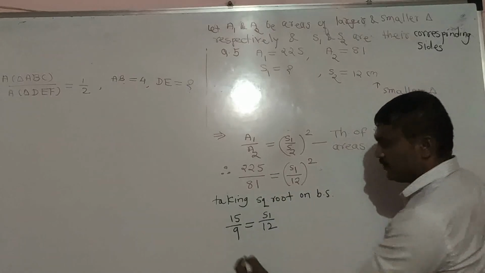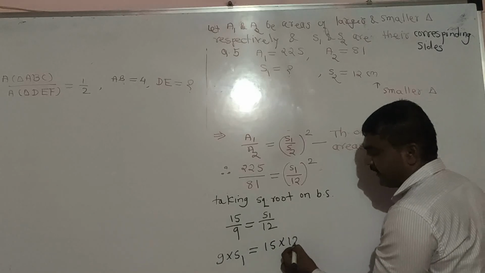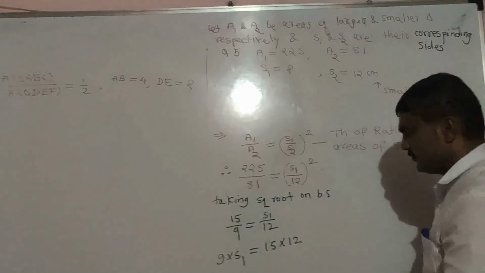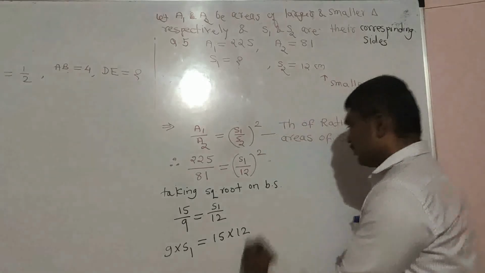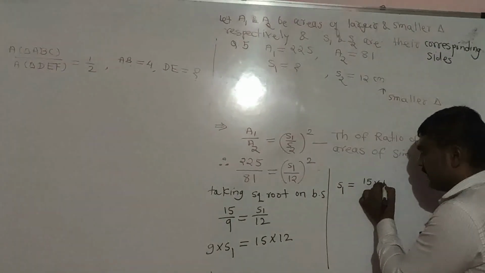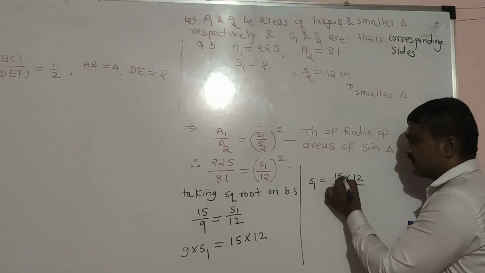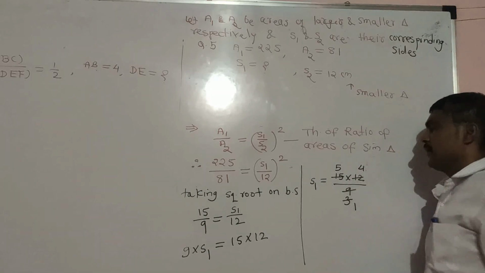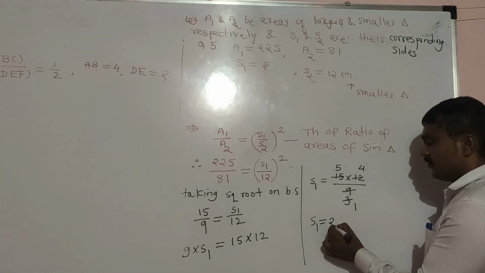By cross multiplication, we can write 9 multiplied by S1 equal to 15 multiplied by 12. 9 into S1 equal to 15 into 12. So 9 is multiplied, becomes divide here. So I am writing here S1 equal to 15 multiplied by 12 upon 9. So divide. 3 3s are 9, 3 5s are 15. Again 3 1s are 3, 3 4s are 12. 5 multiplied by 4 is 20. So we can write S1 equal to 20.